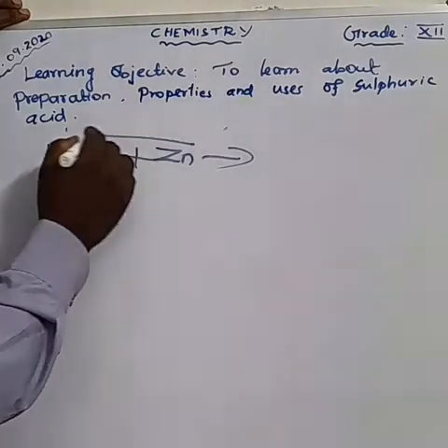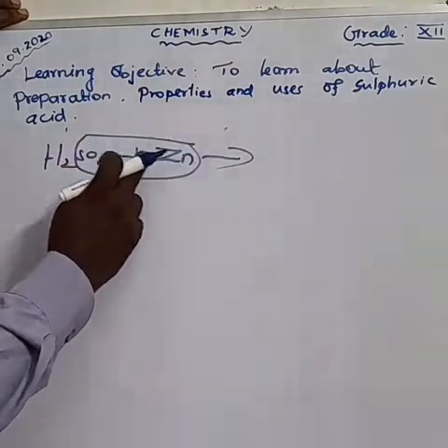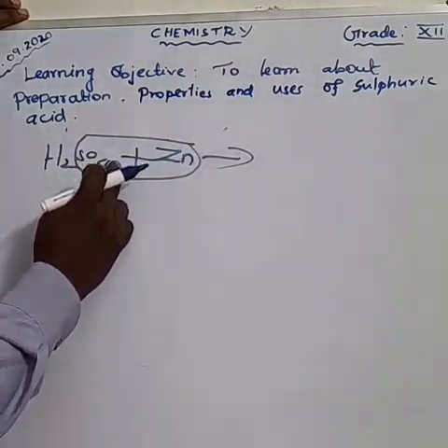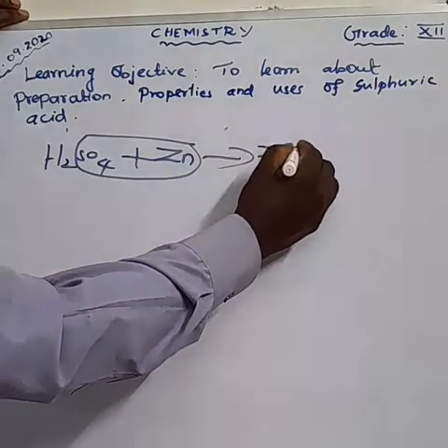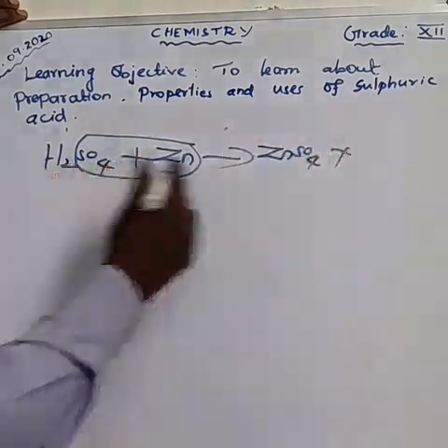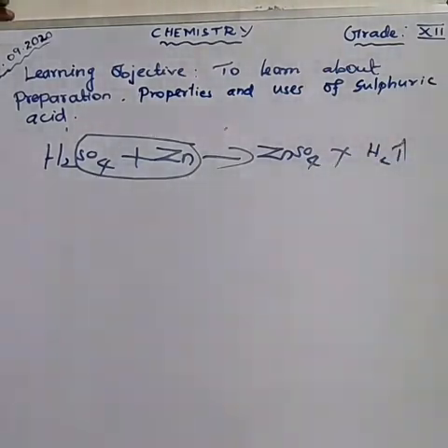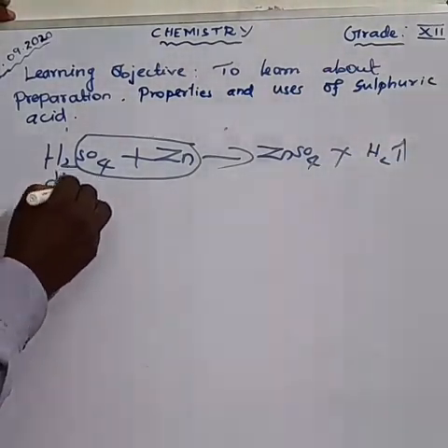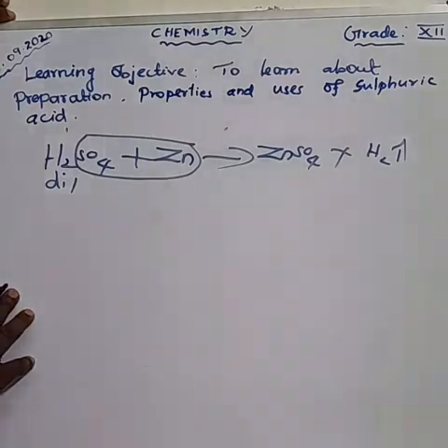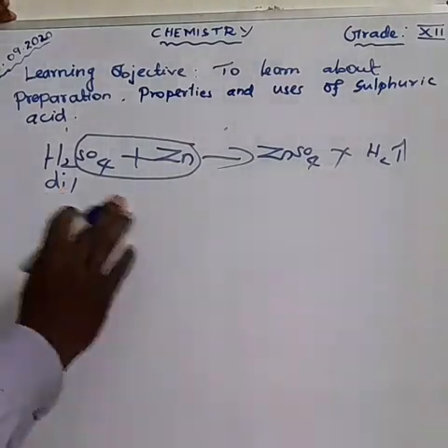What happened? Can you see what happened? Zinc combines with sulfate to form zinc sulfate, ZnSO4, plus hydrogen gas is evolved. Okay, this is a dilute acid. Next, about aluminium reacting with sulphuric acid.